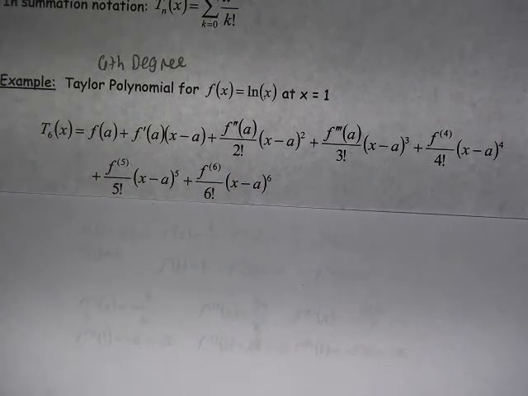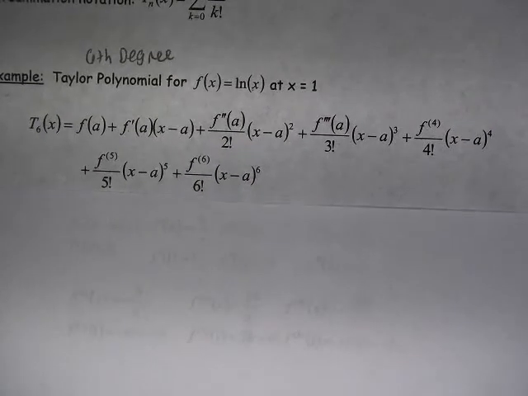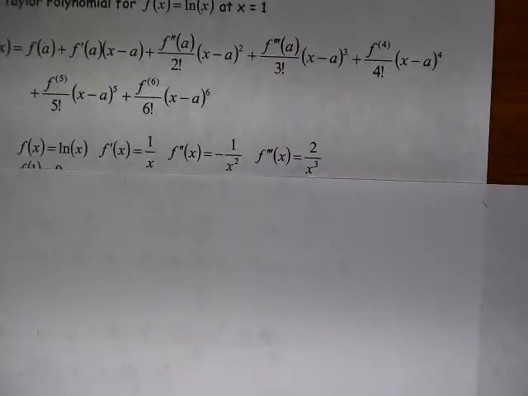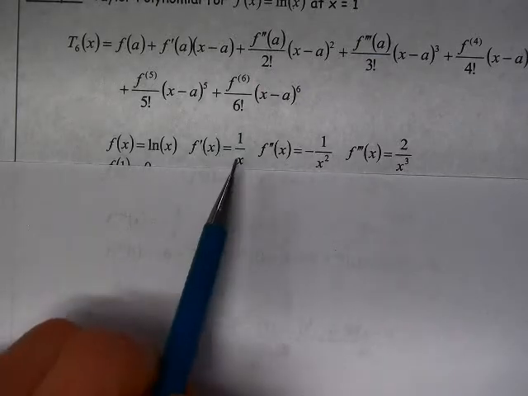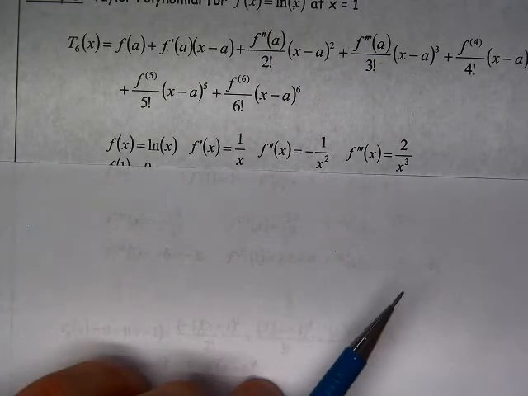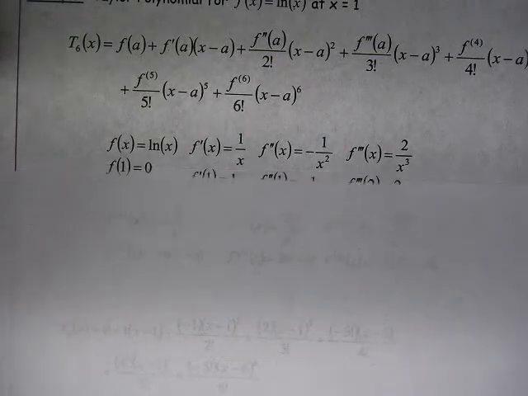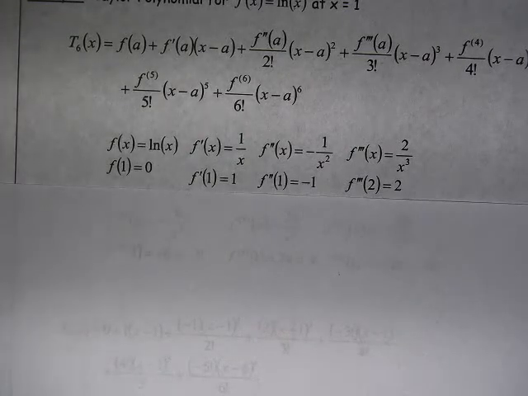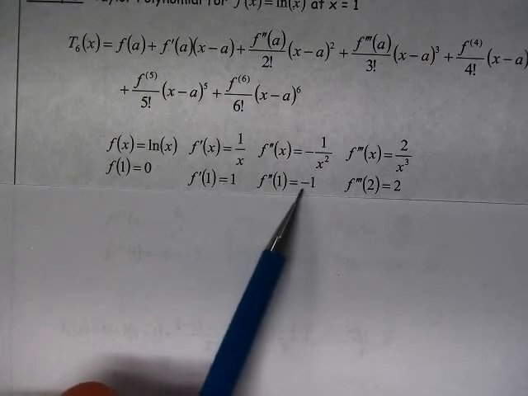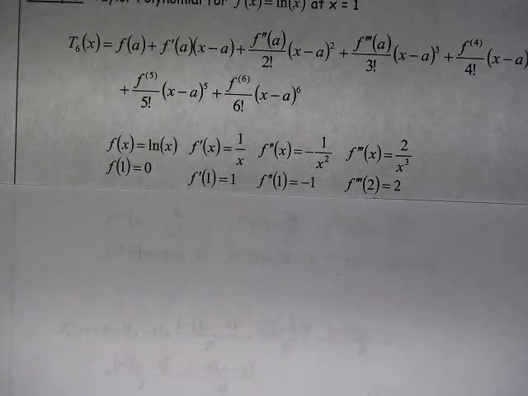This one takes a little bit of work. It's not quite so nice as e to the x. All right, here are my first 3 derivatives. 1 over x, negative 1 over x squared, 2 over x cubed. And when I evaluate those at x equals 1, I get these. f of 1 is 0, f prime of 1 is 1, f double prime of 1 is negative 1, f triple prime of 1 is 2.